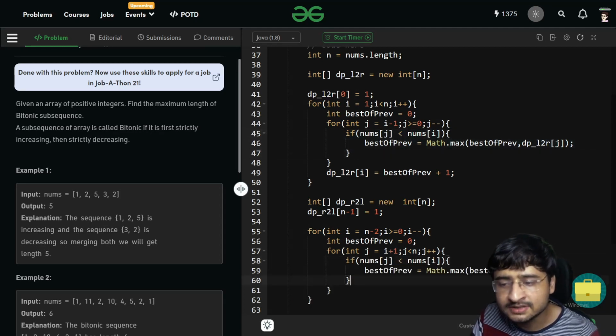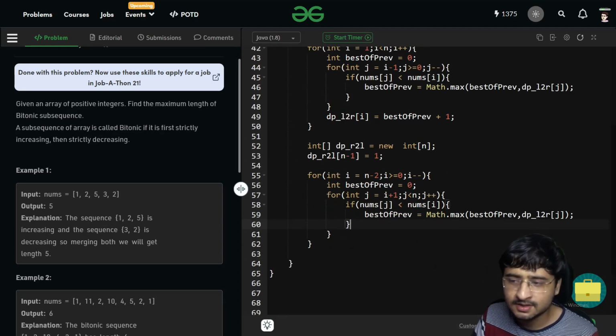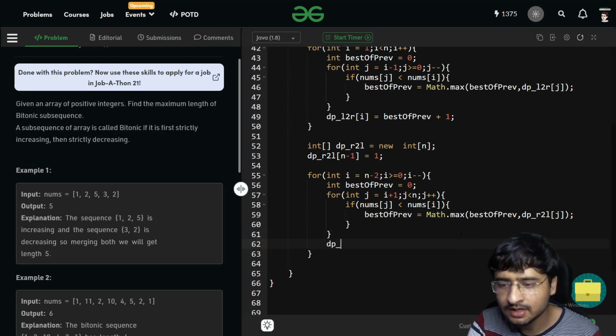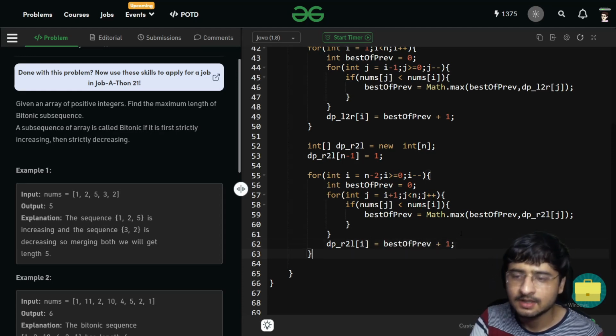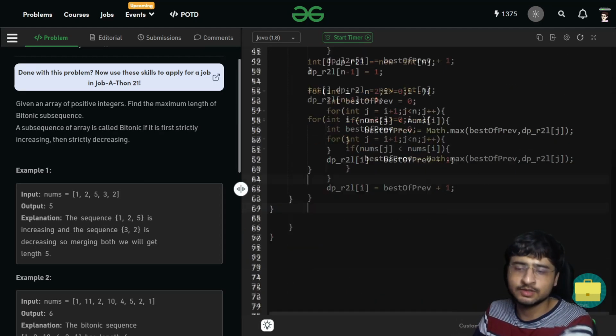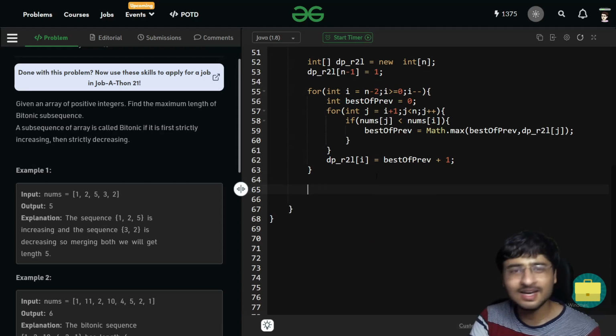If nums of j is smaller than nums of i, then only I will consider the dp information in R2L of that person. And in the end, I'll simply say dp of R2L of i is equal to best of previous plus 1. These are the two dp arrays I have calculated, and I have pre-calculated both of them. Let us try to get the answer itself.